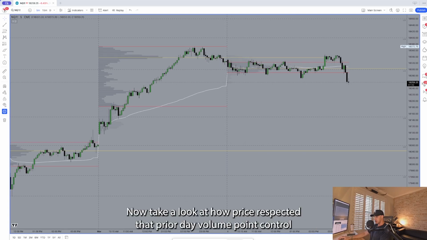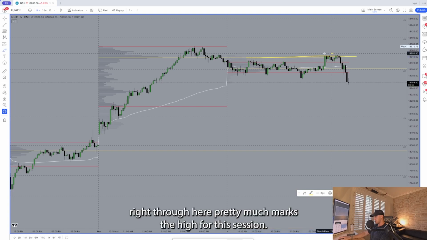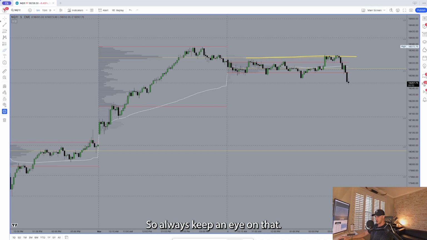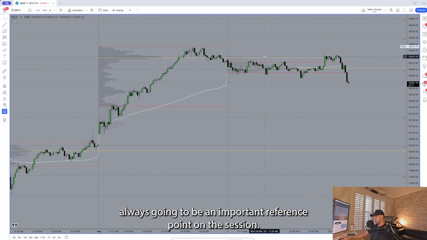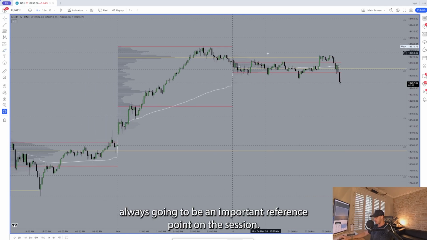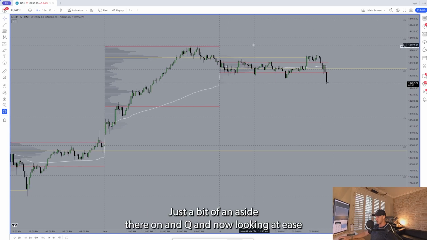Now, take a look at how price respected that prior day volume point of control. Right through here, pretty much marks the high for the session. So always keep an eye on that prior day volume point of control. Always going to be an important reference point on the session. Just a bit of an aside there on NQ.